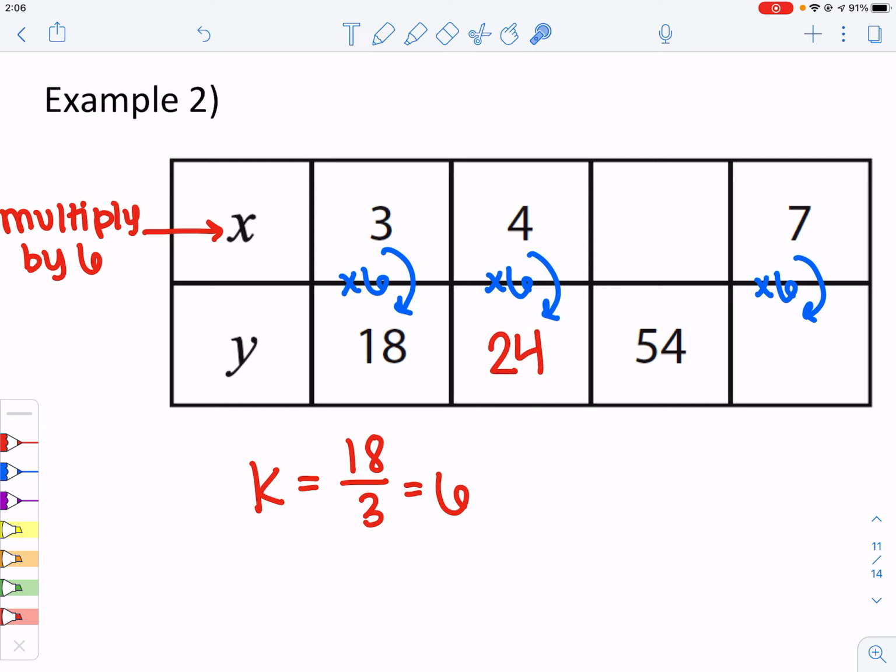Okay, let's try this other one. If the x is 7, what's my y value going to be? I know that 7 times 6 is 42, so I know that my y value is going to be 42.